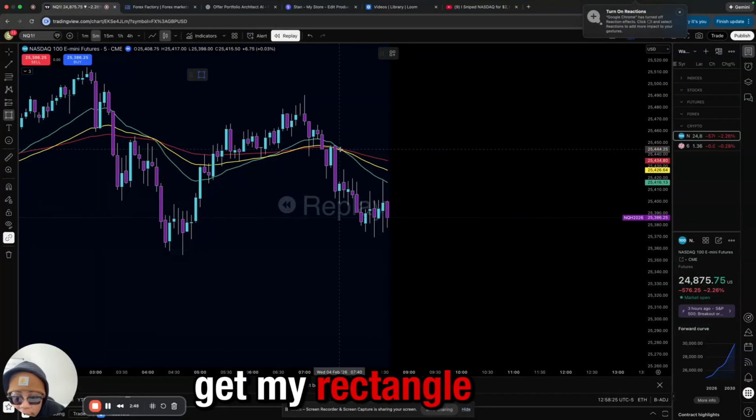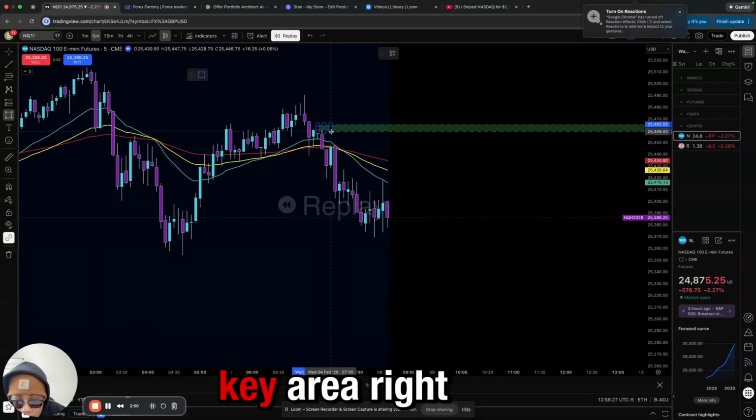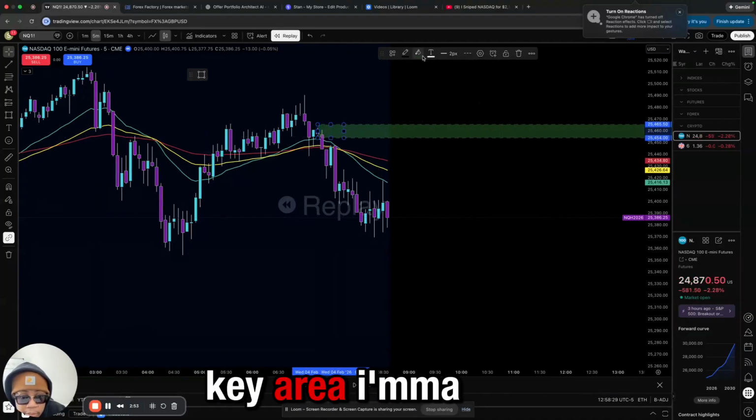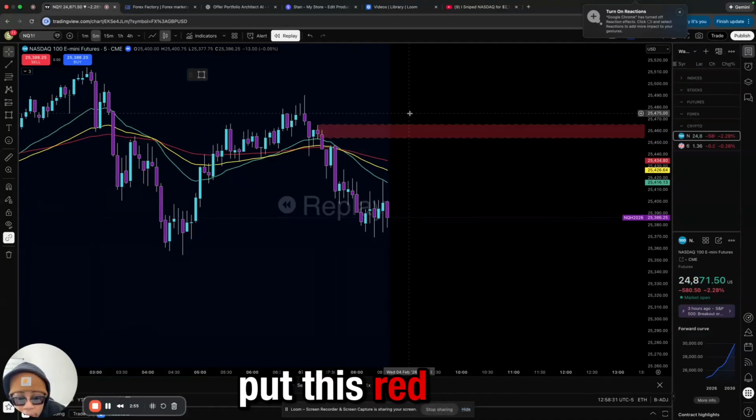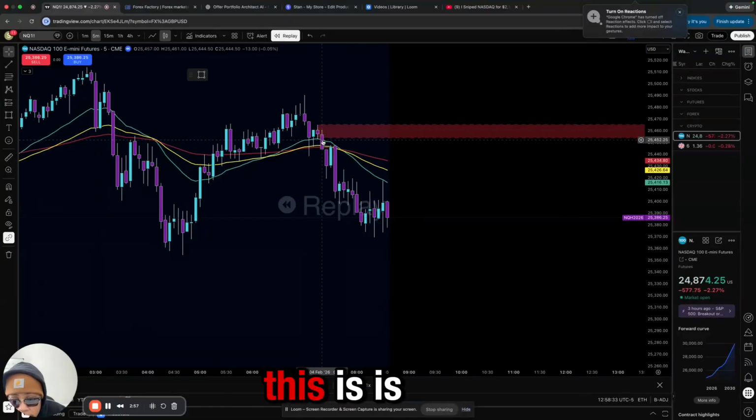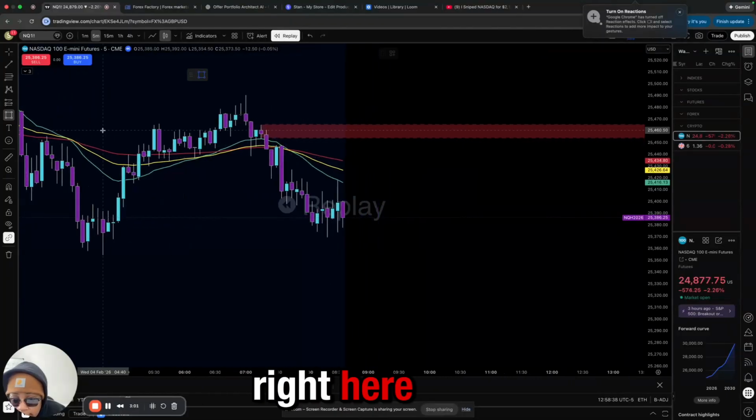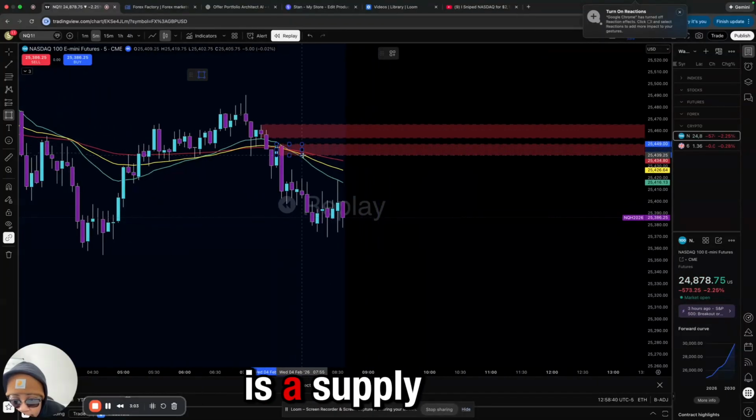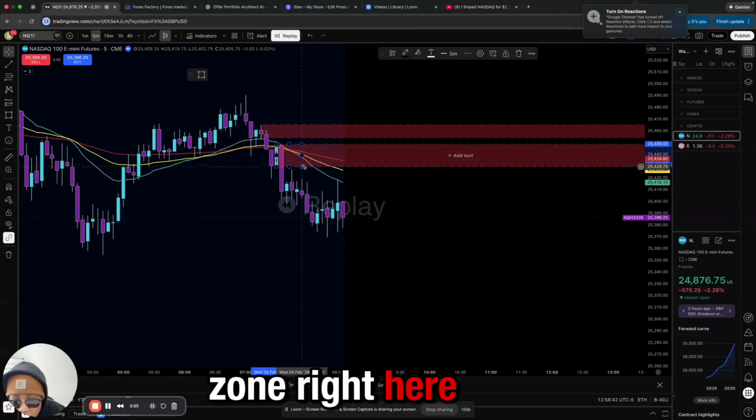So let me get my rectangle. I see this key area right here. This is a key area. I'm gonna put this red. All right, I see this key area. This is a supply zone right here. I see another key area. This is a supply zone right here.